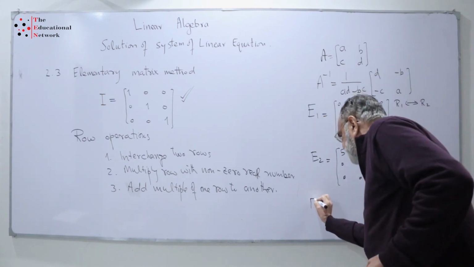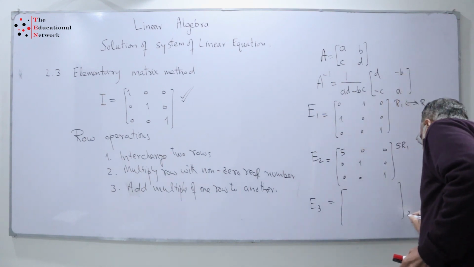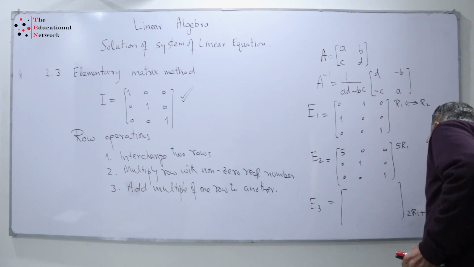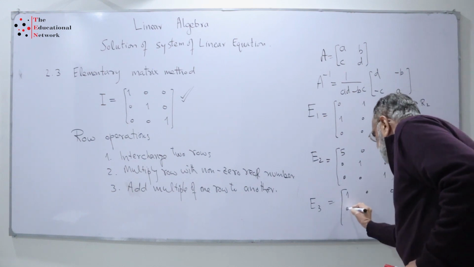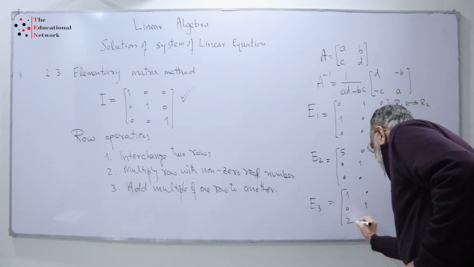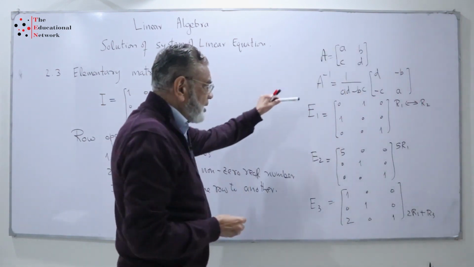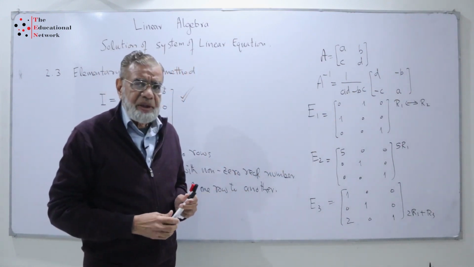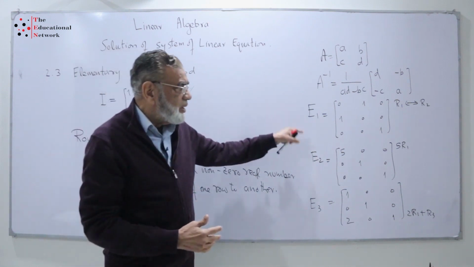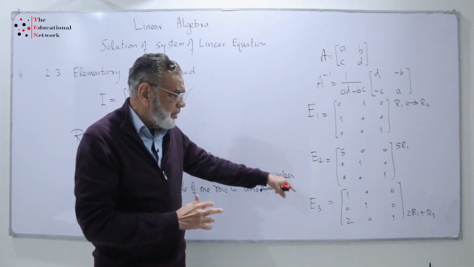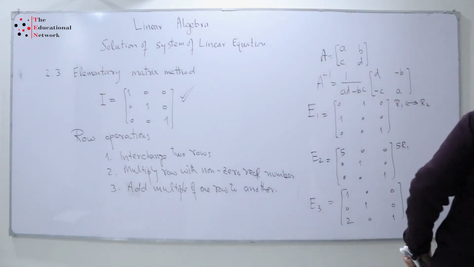I take here number 3, the third row operation. I multiply row 1 by 2 and add to row 3 of my identity matrix. So I'll get here 1, 0, 0, 0, 1, 0, 2, 0, 1. If I multiply any matrix with one of these elementary matrices, then the same row operation is transferred to that matrix. So that's the basic idea of the elementary matrix.